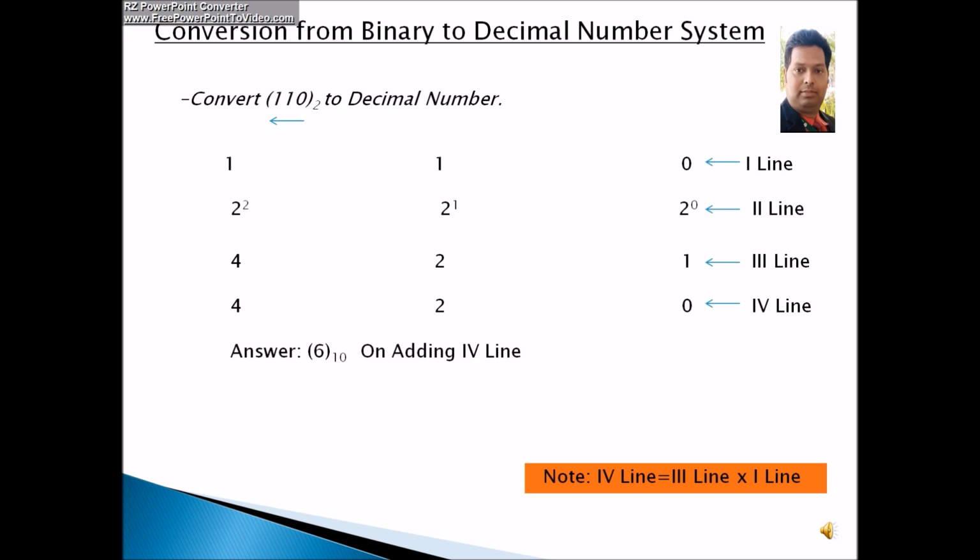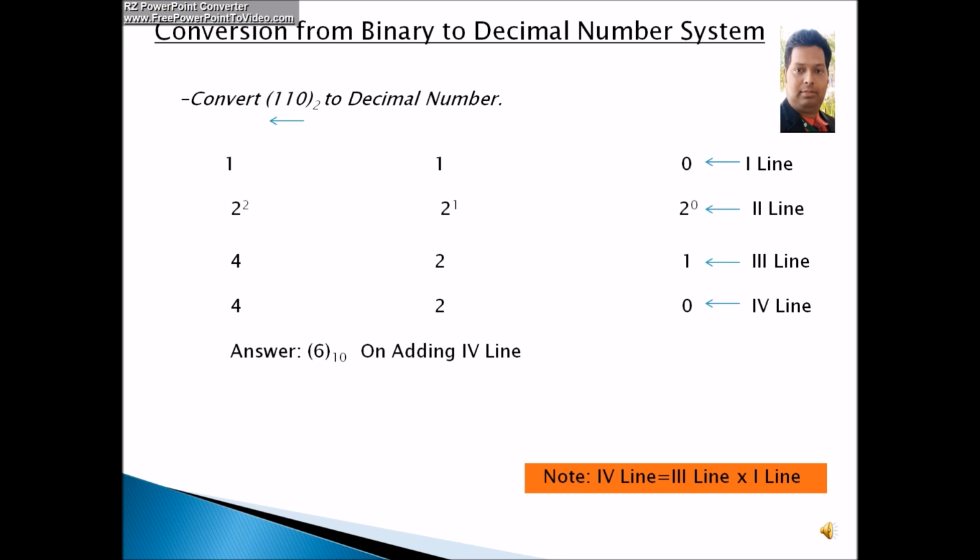Now in the last we add the fourth line, 4 plus 2 plus 0. Now total we get 6. 6 is the decimal equivalent of the binary 110.